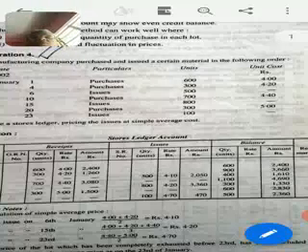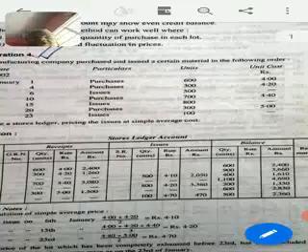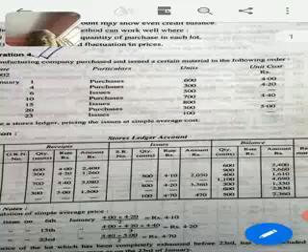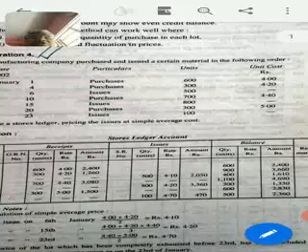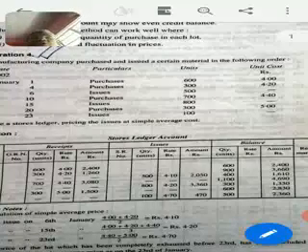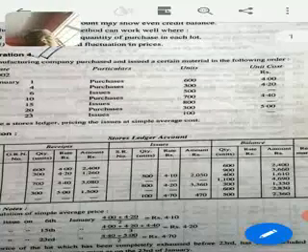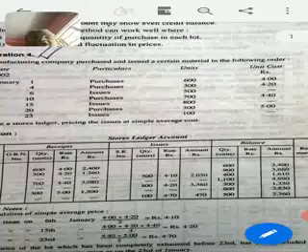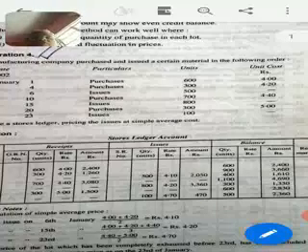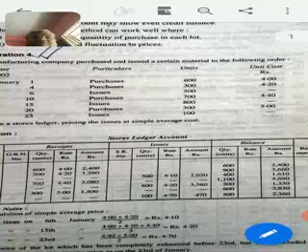Store ledger, now what is this store ledger? Store ledger is an account which is maintained by the store department to record the issue and receipt of material. Basically it is prepared under these methods, that is simple average, weighted average, FIFO and LIFO. Today we'll discuss all the important methods.